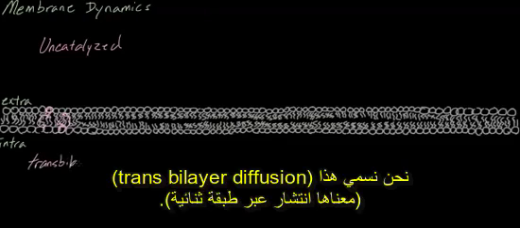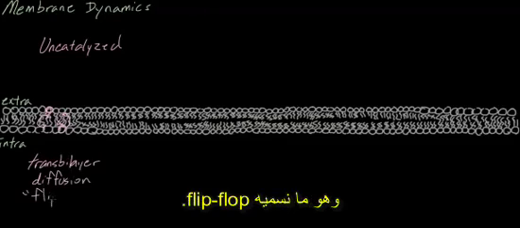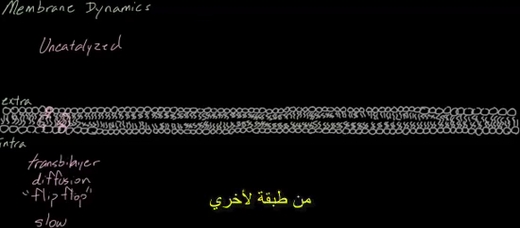We call this trans-bilayer diffusion. And this actually has a nickname, which we call flip-flop. And this type of movement is really slow. There's no catalyst, and you're trying to move a phospholipid from one leaflet to the other. So this process is very slow, and it doesn't happen that often.